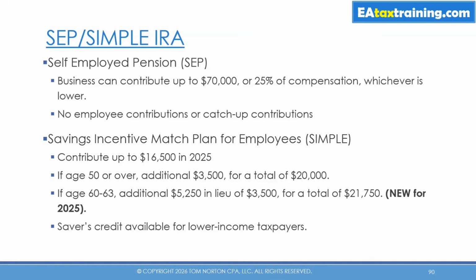For a simple plan, the Savings Incentive Match Plan for employees, this is one that the employee makes contributions to. They can contribute up to $16,500 in 2025. If they are age 50 or older, they can contribute an additional $3,500 for a total of $20,000. And again, new for this year, if they're age 60 to 63, they can contribute an additional $5,250 for a total contribution of $21,750. And the Savers credit, again, can be available for these plans.